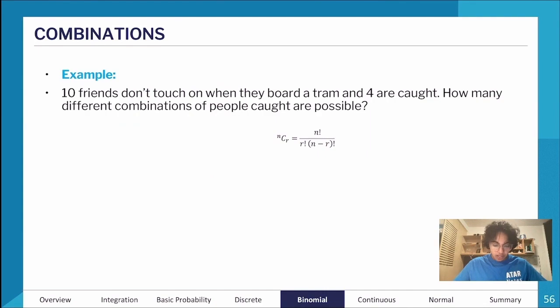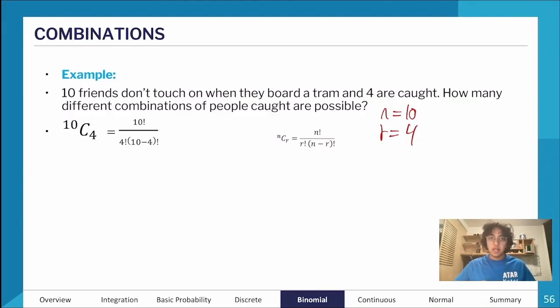So 10 people touch on when they board a tram and 4 are caught. How many different combinations of people are possible? So we're going to say that the number of people possible is 10, right? And the groups are 4, right? So I'm choosing 4 from 10. How many ways can I choose 4 from 10? That's what this is asking, right? So you read this as 10 choose 4. So C for choose. So I just chuck it into the equation: 10 factorial divided by 4 factorial times 10 minus 4 factorial. And so that's just this.